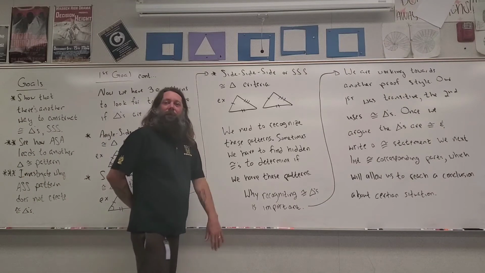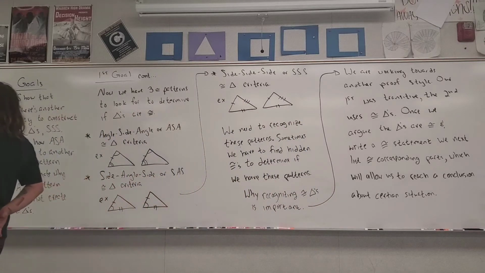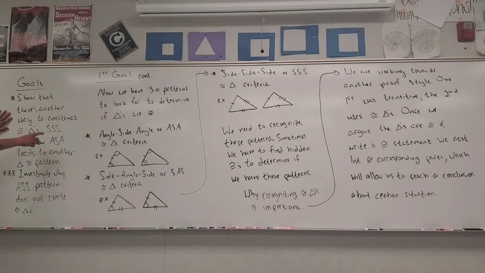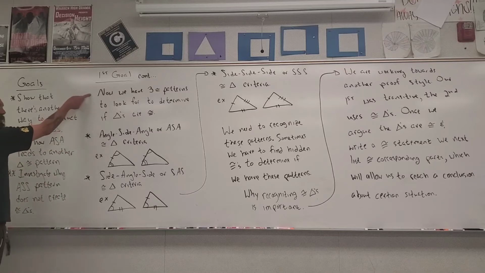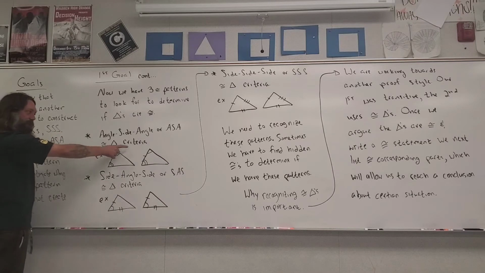I'm back. So let's go ahead and continue with our first goal, which was to show there's another way to construct congruent triangles, which was side, side, side. Now we have 3 congruence patterns to look for to determine if triangles are congruent. Our first is angle side angle, or ASA congruent triangle criteria.